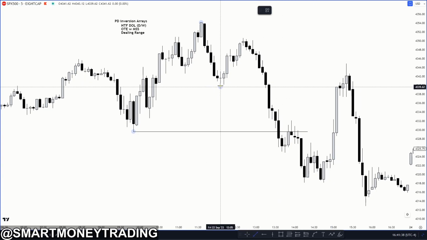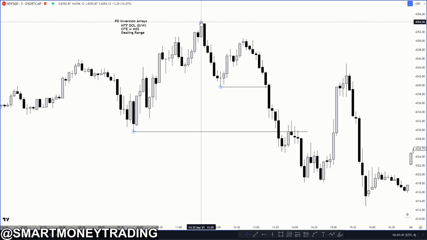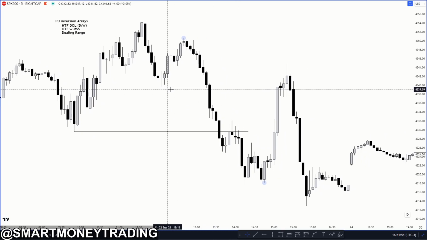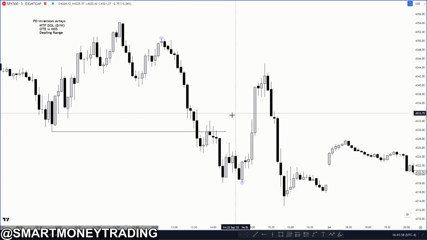valid. You can see it right here too. That internal market structure shift was far more valid than any other one. And then this is your PD array, your new premium and discount. Your dealing range. So you had that market structure shift. You created a new dealing range, and this became a market structure shift. You don't want to enter strictly off of this.